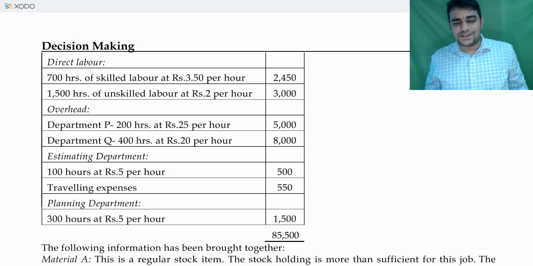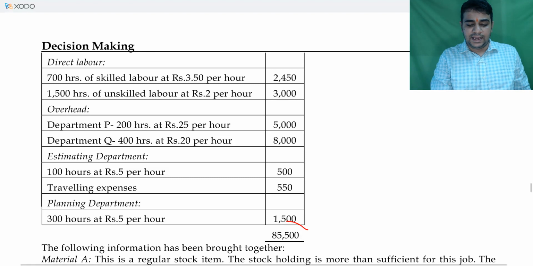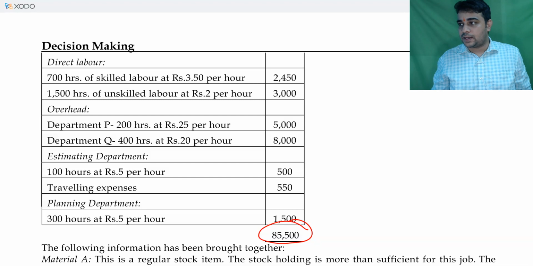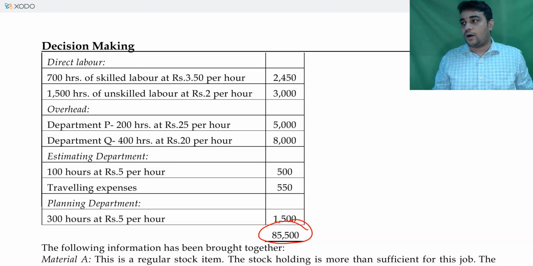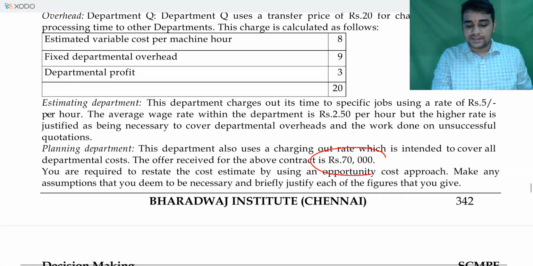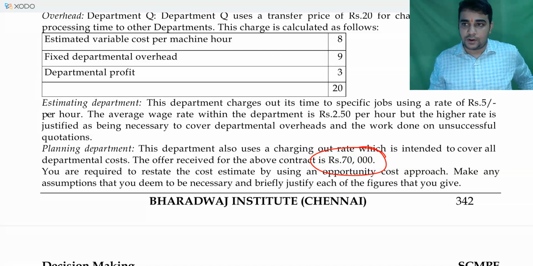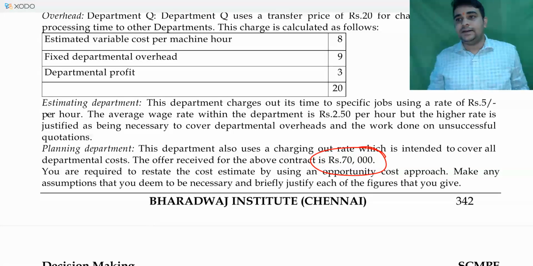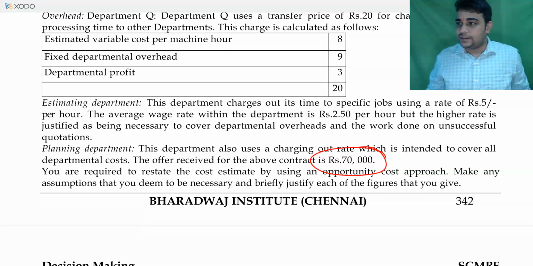Okay, the cost estimate is already prepared by the company and it said the cost is going to be 85,500. The only issue is whether they have done the right calculation or not is a question mark. Is 85,500 the right number or not is something we are required to analyze. The contract is coming for a price of 70,000. So if you just go by your traditional method, you will have to reject this offer because your costing says 85,500. The offer received for the contract is only 70,000.